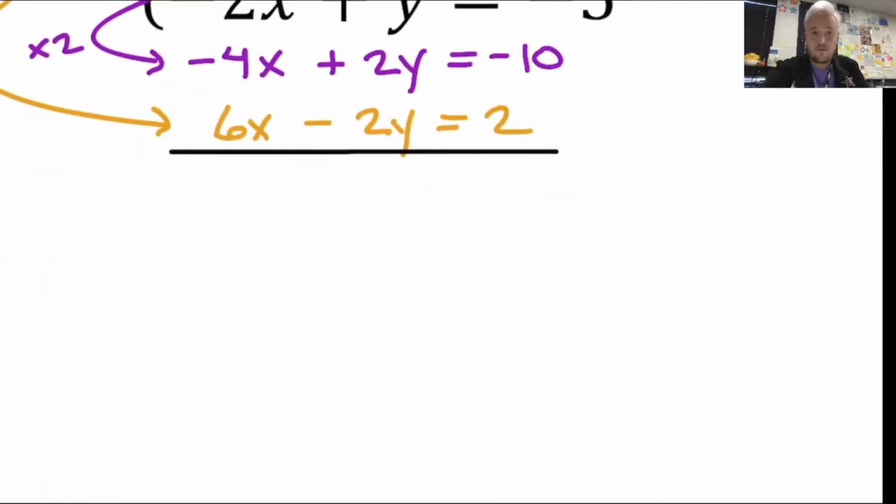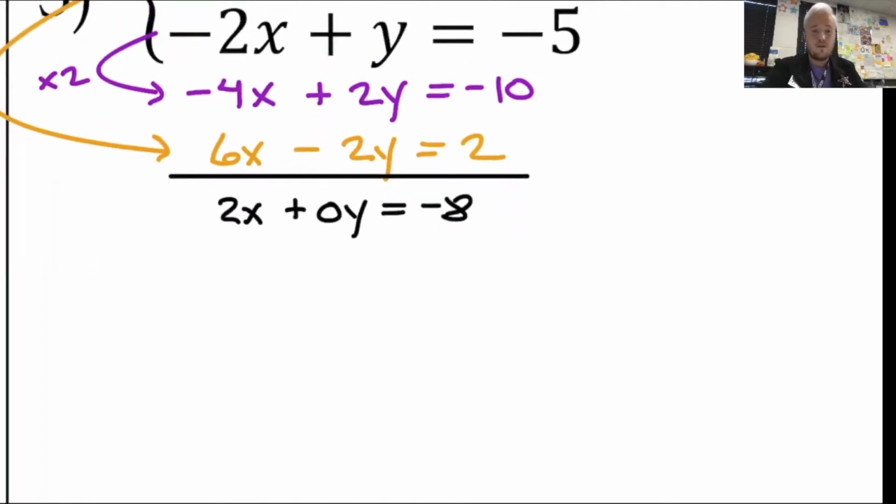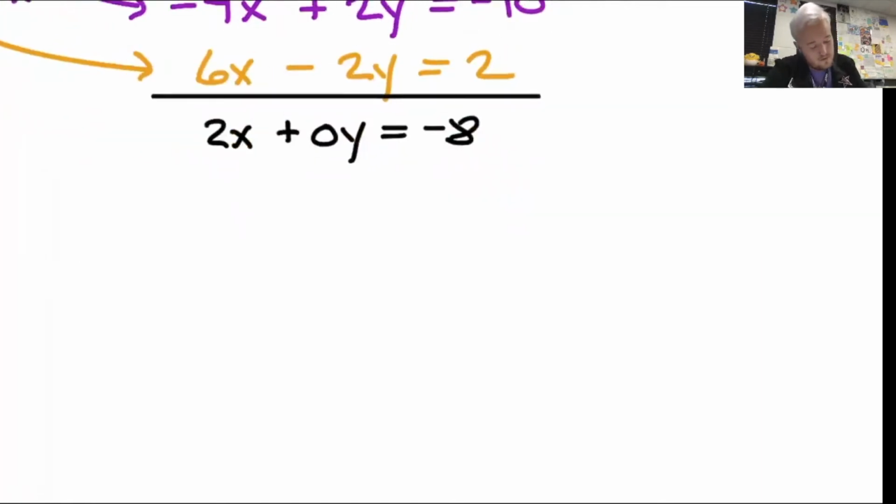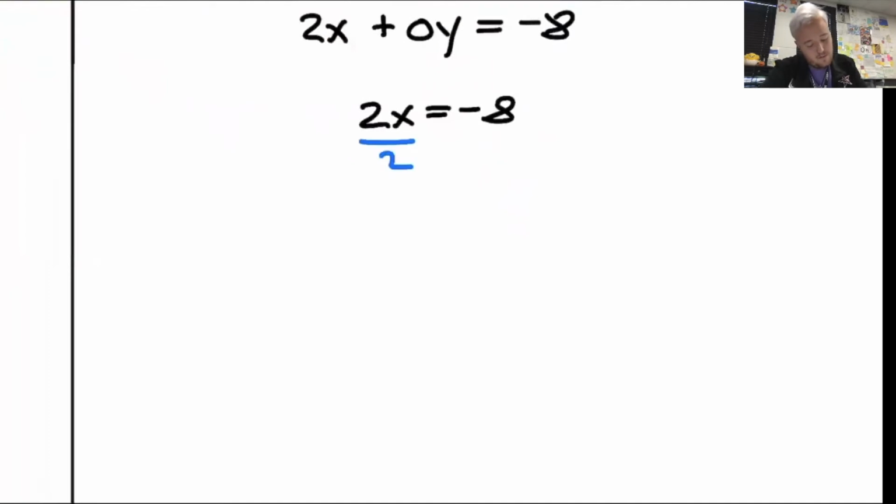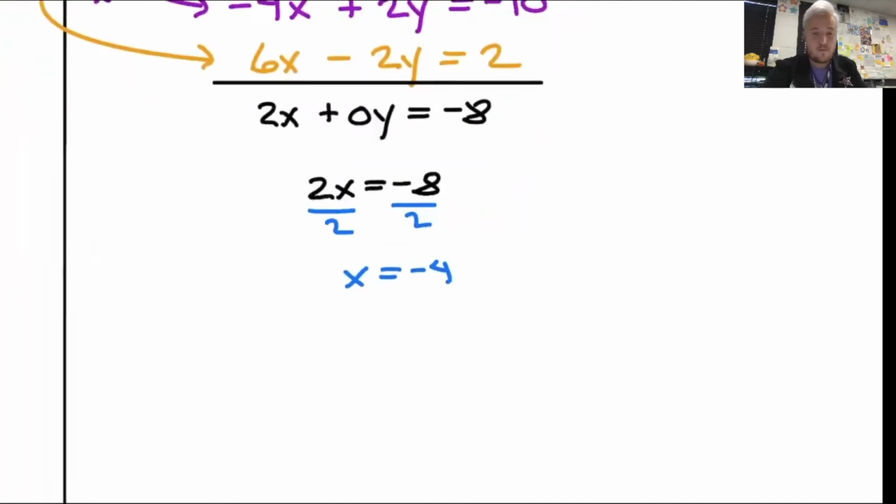So I'm going to do negative 4x plus 6x, which is going to give me 2x plus 0y. Then I get negative 8 for my c values. So anything times 0 gives you 0. So we're going to have 2x equals negative 8. So now I'm going to divide by 2 on both sides. So I have an x value of negative 4.